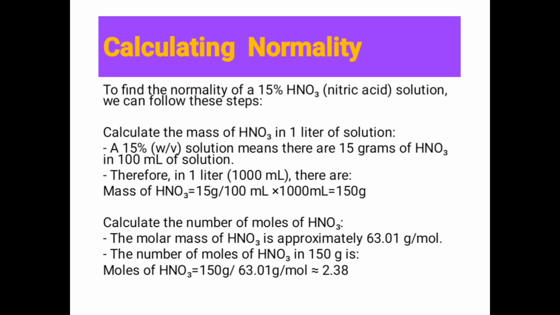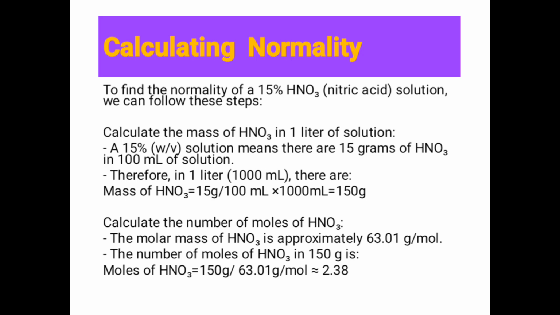Now let's also look at how to calculate for normality. The question says to find the normality of a 15% HNO3, that's nitric acid solution. We can use the following steps. We want to find the normality of 15% HNO3.